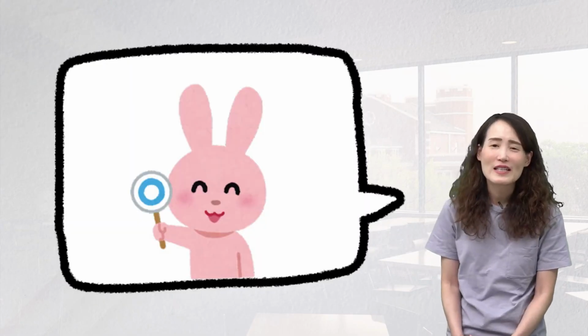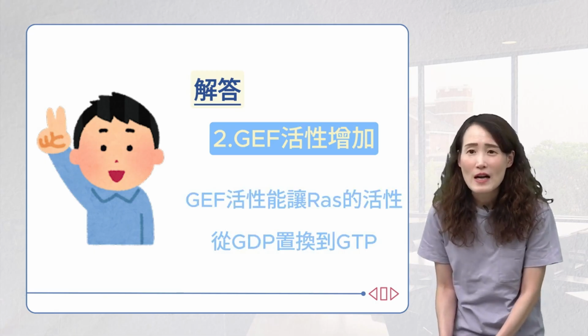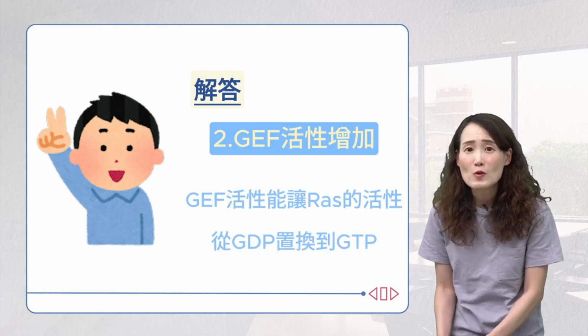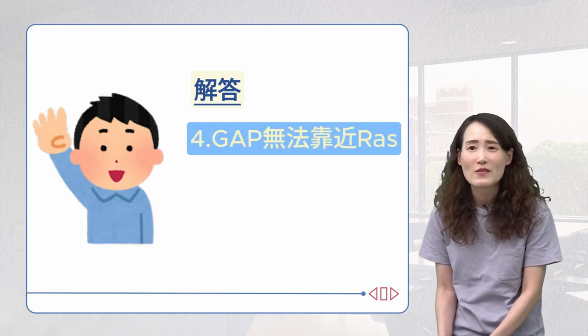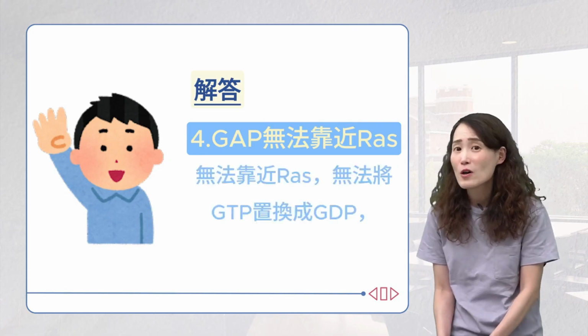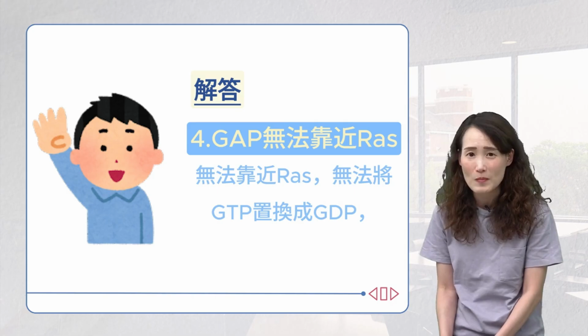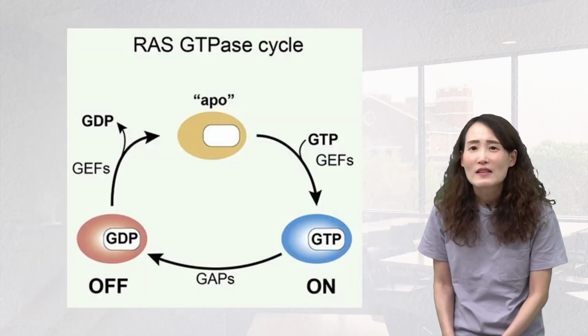Great. Students should know the answer. 2. Increased GEF activity, because increased GEF activity helps RAS exchange GDP for GTP. And 4. GAP cannot approach RAS. Like an alarm clock, if it cannot approach RAS, RAS cannot switch from GTP to GDP, thus staying in an activated state.